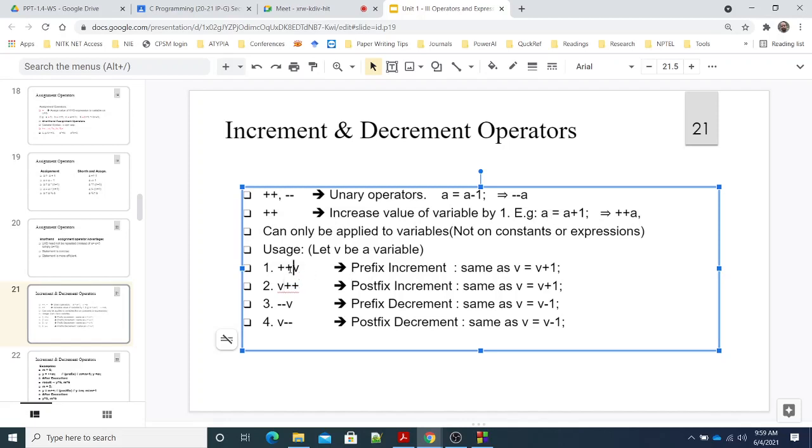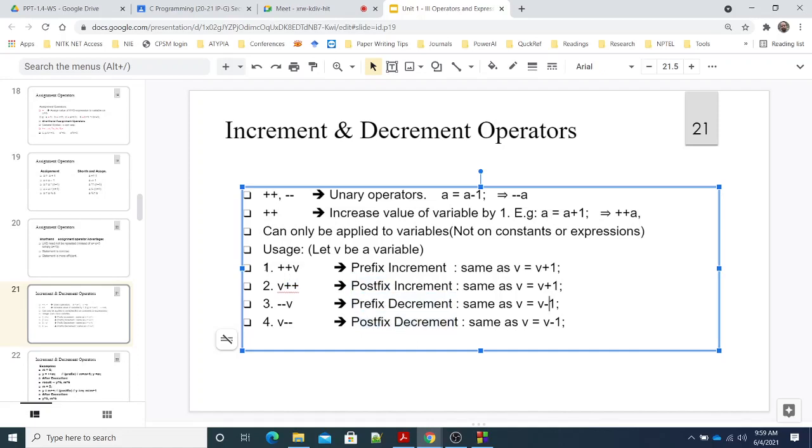So when we apply the increment operator before the variable, we call it pre-increment or prefix increment. Pre-increment. So the operator is applied before the variable. When we apply it after the variable, we call it postfix increment. Similarly, prefix decrement, postfix decrement.